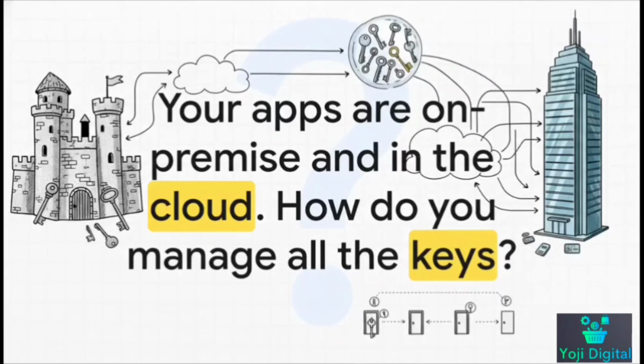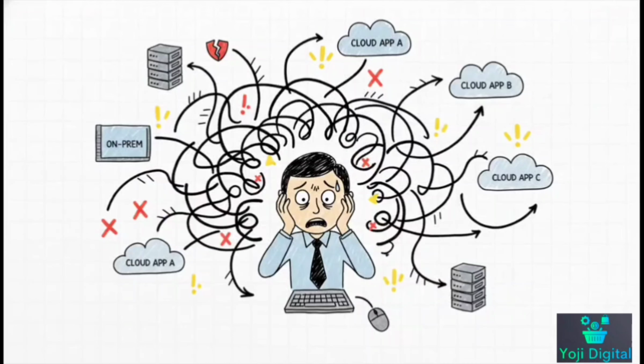Think of it like this. You have your traditional on-premise fortress and you have just built a modern skyscraper in the cloud. Both are vital, but they use completely different doors, locks, and security systems. The problem is, how do you manage all the keys for everyone? How do you ensure the right people access the right rooms without creating a security nightmare? This is not just an inconvenience, it's a serious challenge.